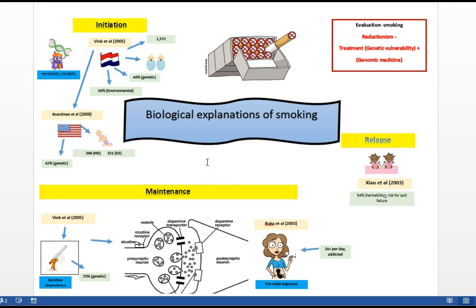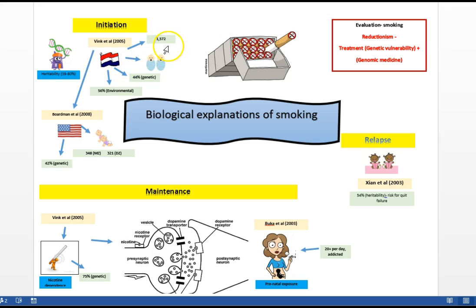So in terms of biological explanations of smoking behavior, again, when it talks about initiation, just like gambling, it deals with the genetics of why people smoke excessively or why people are pathological smokers. General genetic research has basically found a 39 to 80% heritability rate in terms of smoking. And obviously these studies, so Vink et al. 2005, conducted a Dutch study.